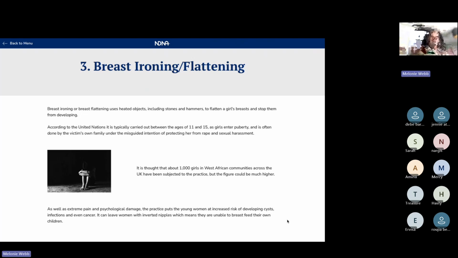It's thought that about 1,000 girls in West African communities across the UK have been subjected to the practice, but the figure could be much higher. As well as the extreme pain and psychological damage, the practice puts young women at increased risk of developing cysts, infections, and cancer. It can leave women with inverted nipples, which means they are unable to breastfeed their own children.